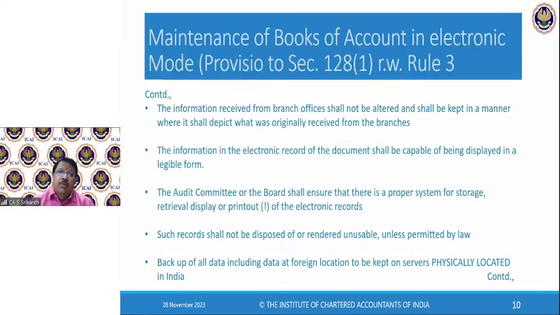So now, in case you are having a branch electronic form, then the information received from the branch shall not be altered and shall be kept in a manner where it shall depict what was originally received from the branches. The information in the electronic record of the document shall be capable of being displayed in a legible form. Whatever, maybe they want to be sure that what is contained in digital form in the computer should be capable of being printed in normal language, English, Hindi, whatever. The audit committee or the board shall ensure that there is a proper system for storage, retrieval, display, or printout of the electronic records. So in case there is a need, I put an exclamation there, because with all the elaborate digitalization effort that's going on, still they want printouts. God only knows why.